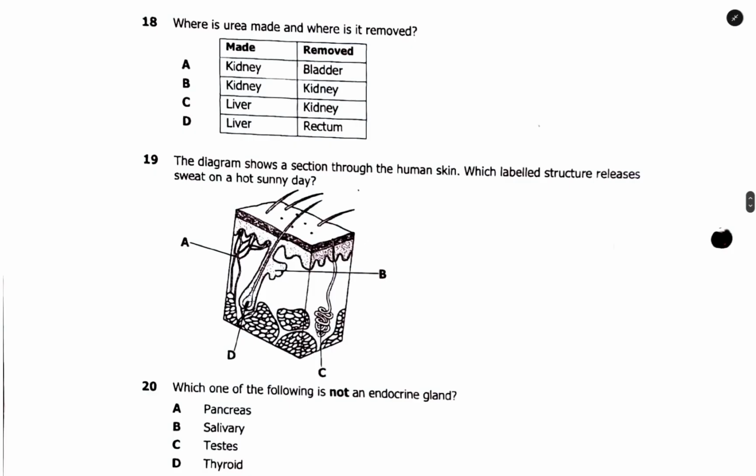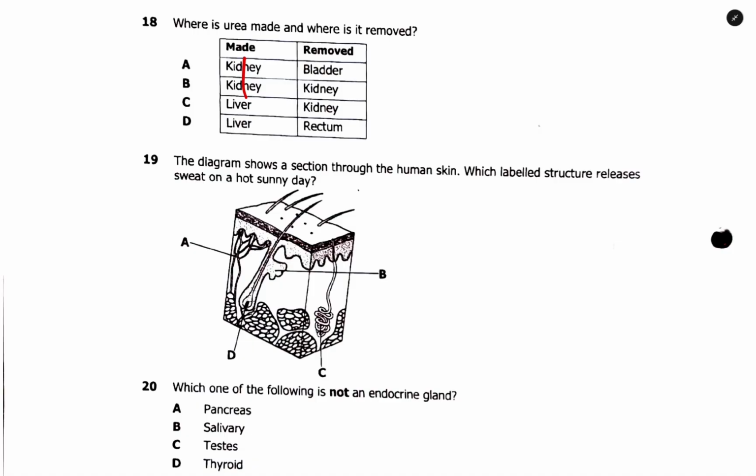Up to question 18. Where is urea made and where is it removed? Where is urea made? So if you look at digestion, the end product of digestion, the assimilation part, all that, you find that all that happens in the liver. And of course, that is where the proteins are broken down into amino acids, and of course, assimilation occurs, or deamination. Urea is formed there. So the formation of urea occurs in the liver. So those that have kidney, we cancel them out. But of course, it is removed by the kidney.